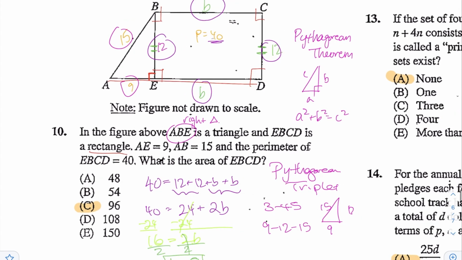Once you know that the base is equal to 8, you can solve for the area, which is just 12 times 8, because area is base times height, which is 12 times 8, or 96. And that's choice C.